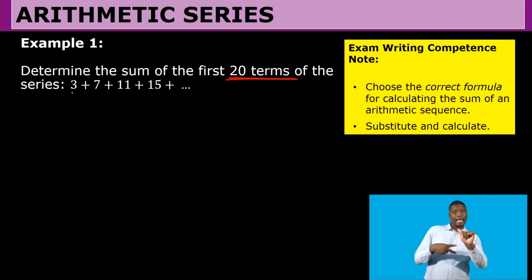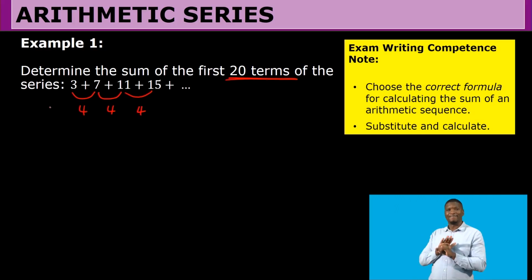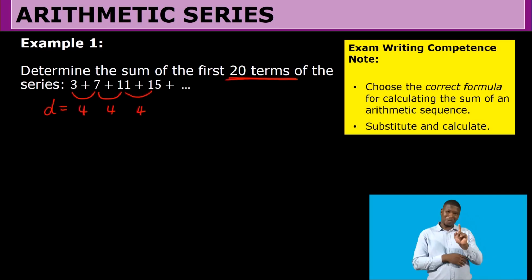We can see that the difference between those two numbers is 4. And how do we get that 4? We said 7 minus 3. And when we move over, 11 minus 7, that is also a 4. And again, 15 minus 11, that is also a 4. So that is a common difference. And we know this because we found it by saying T2 minus T1, and it gave us the same value as it did when we said T3 minus T2.